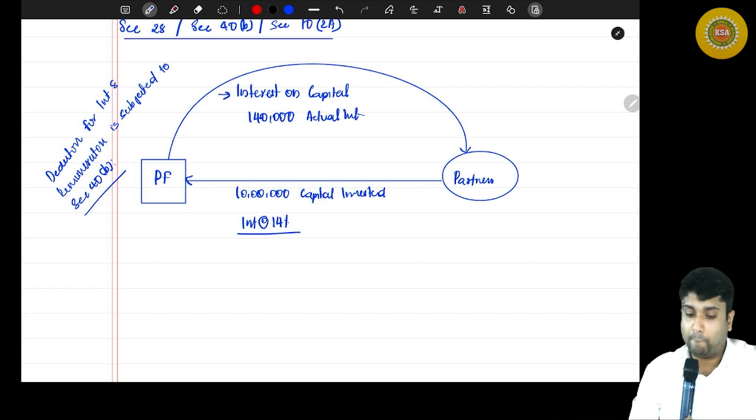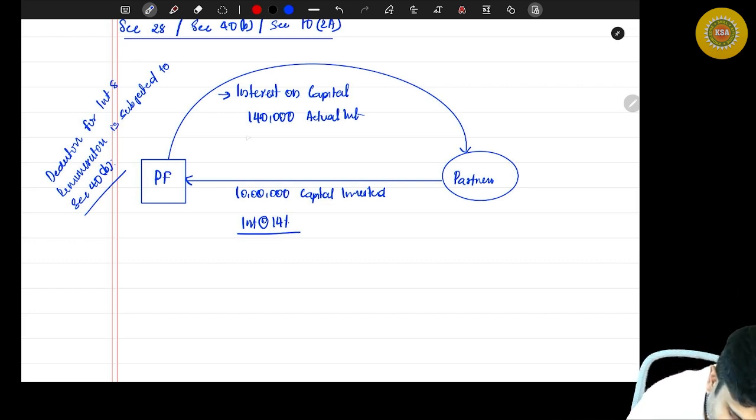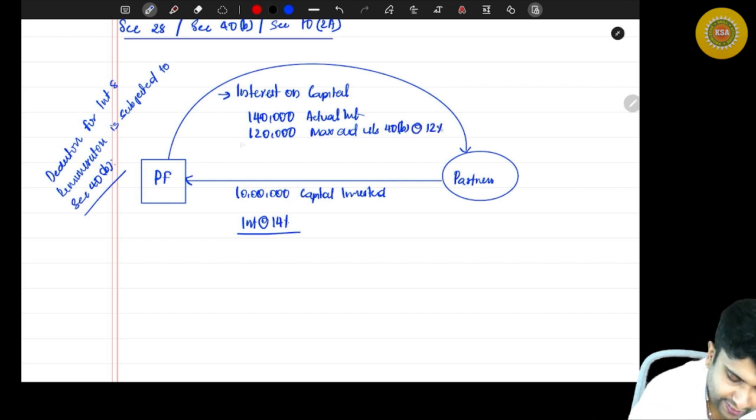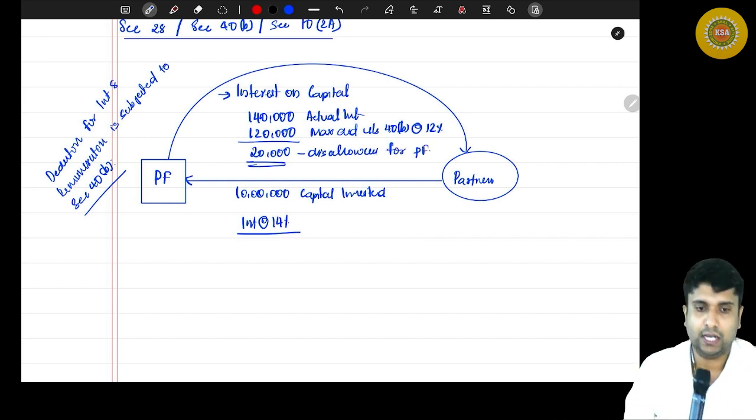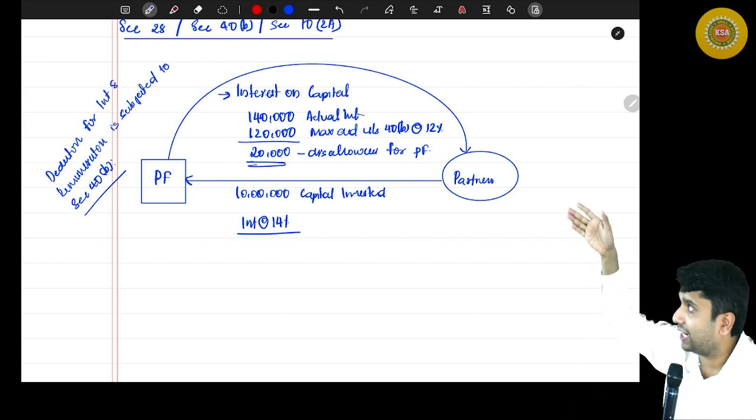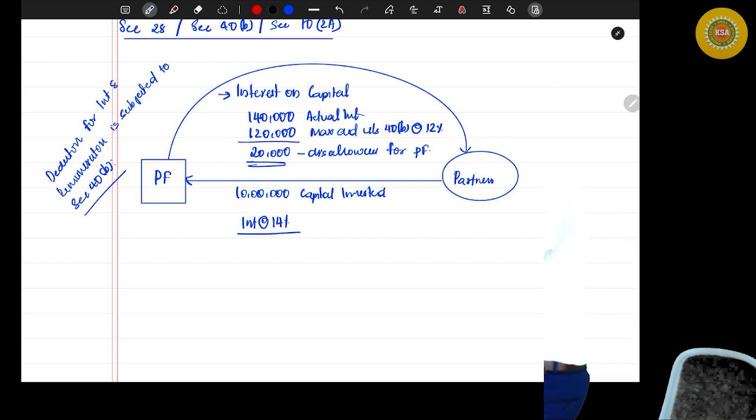Are you with me? But the partnership firm can claim only how much? 12%. That is 1,20,000. So maximum deduction under Section 40B will be at 12% on the capital. That is 1,20,000. So how much is the disallowance? 20,000 is the disallowance for the partnership firm. Are you with me? So when you compute the total income of a partnership firm and the firm is paying an interest which is more than 12% to the partner on the capital, then maximum deduction shall be how much? Only 12%.